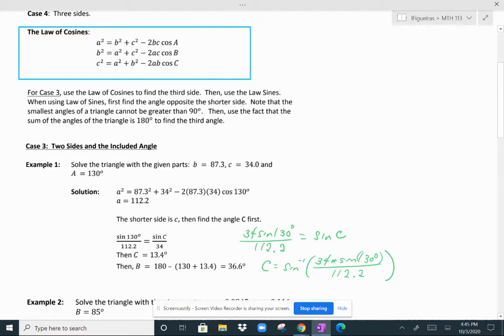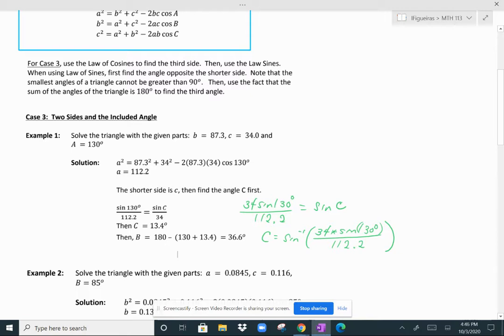A quick check is to see that the largest angle is opposite the largest side and the smallest angle is opposite the smallest side. The largest angle is angle A, and that corresponds with the biggest side of 112.2. The smallest angle we found was angle C, and that's opposite the smallest side, which is 34. It's a good idea to do that check to make sure everything makes sense.